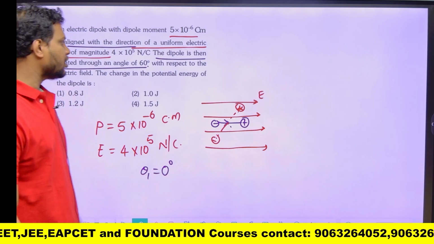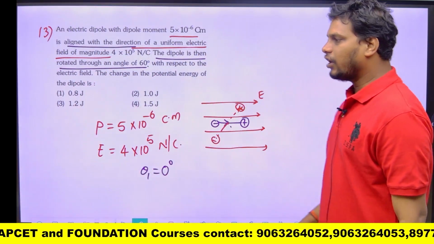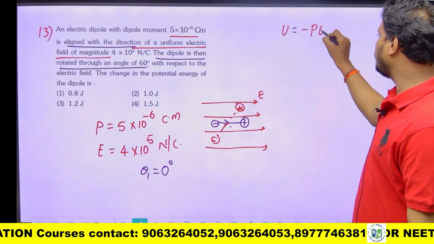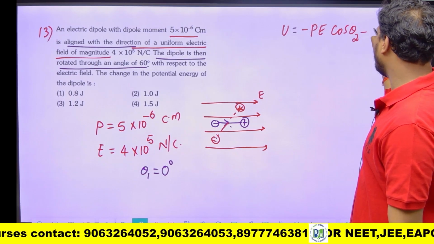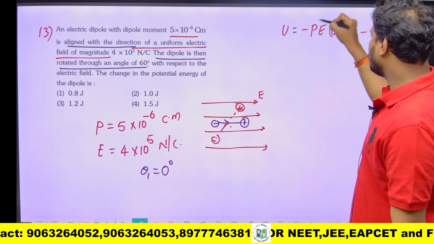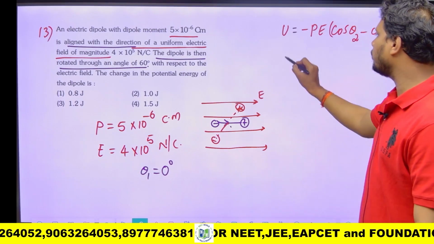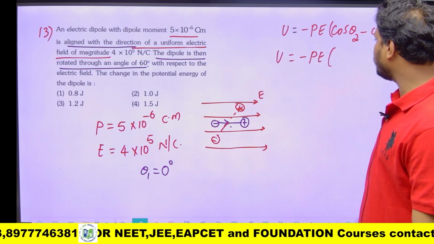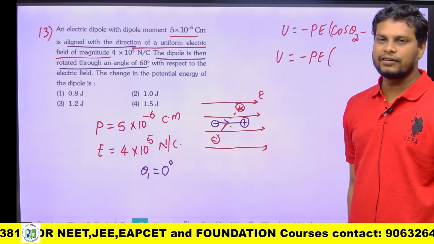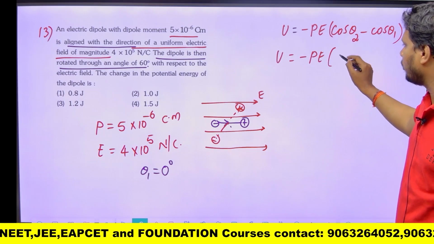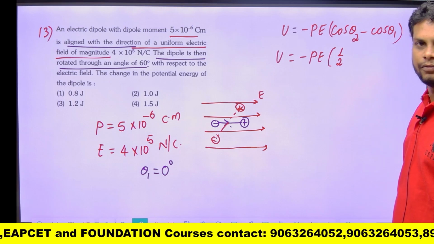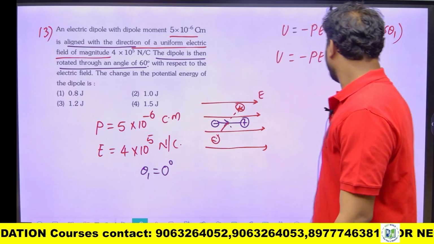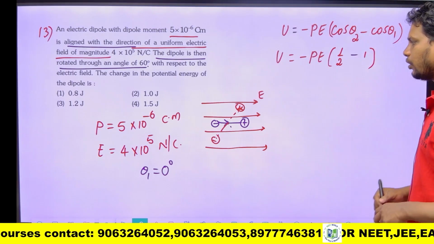Then the change in the potential energy of the dipole, we have the formula, is equal to minus PE into cos theta 2 minus cos theta 1. On substituting these values, you will get the required answer. We rotated through an angle of 60 degrees, so cos 60 is 1 by 2, and cos 0 is 1, because theta 1 is 0.